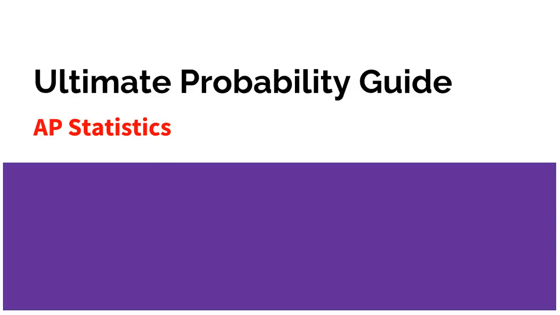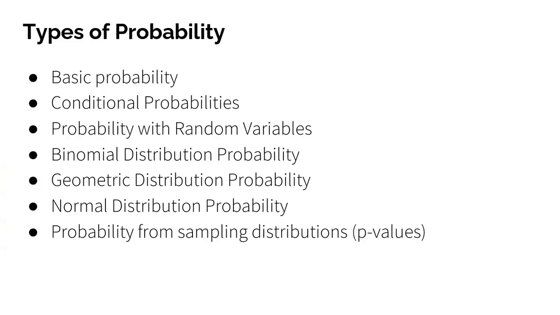Welcome to the Ultimate Probability Guide for AP Statistics. Probability could be one of the toughest topics, but one of the most important topics on the entire AP Statistics exam. The reason why is because probability kind of bleeds into almost every topic, and at the same time, there are a whole lot of different types of probability that make it kind of difficult in terms of knowing what do I do and when do I do it.